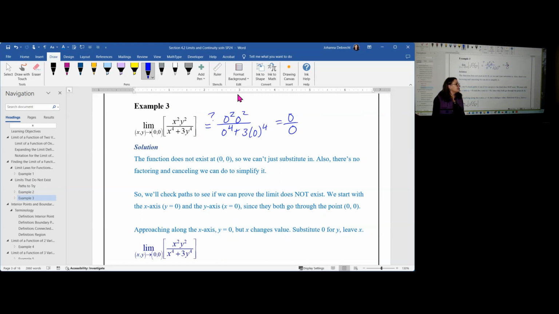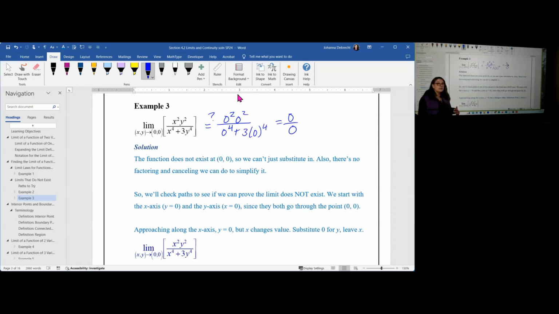Let's now take a look at the next example. This is the limit as the ordered pair xy in the domain approaches the origin. The function is x squared y squared divided by the quantity x to the 4th plus 3y to the 4th. The first step you should take is to try to replace the x with the x coordinate and y with the y coordinate to see if you get a finite real value. In this case, you get the indeterminate 0 divided by 0. Again, we won't be able to prove that the limit does exist, but let's take at least a couple of paths and see if we can prove it does not exist.